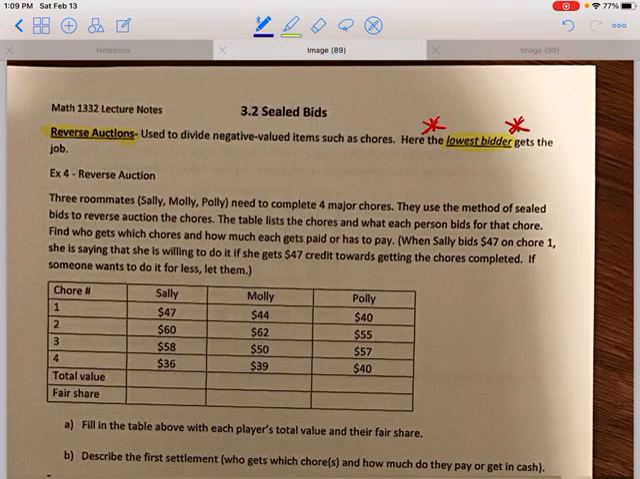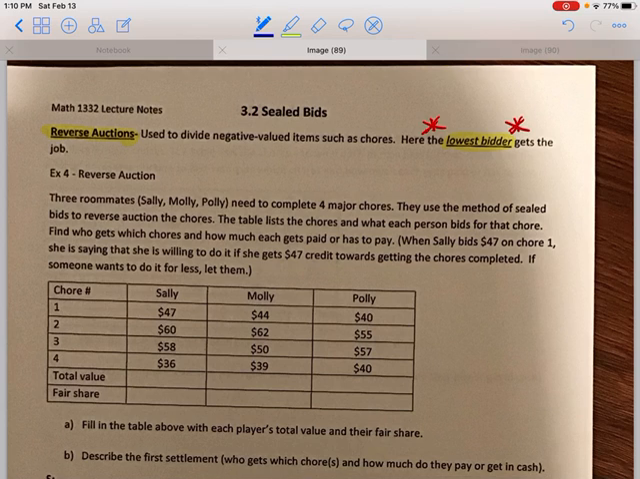So if we look at this first example, we have three roommates, Sally, Molly, and Polly. They need to complete 4 major chores. We're just going to list these as 1 through 4. They use the method of sealed bids to reverse auction the chores. The table lists the chores and what each person bids for that chore.